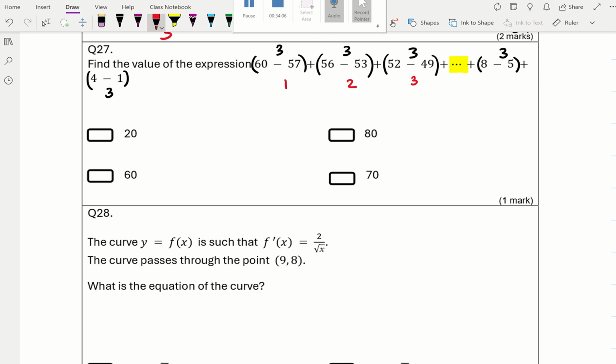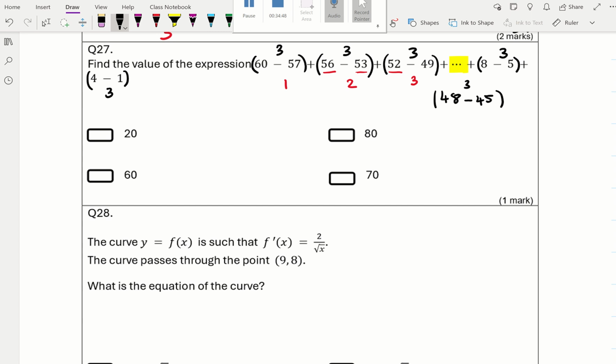So note the pattern. 60 minus 57, and then we go to 56. And then 56 minus 53, and then we go to 52. Not minus 3, but minus 53. So I'm going down in 3s. So the subtraction gives me a 3, but from 53 to 52. So I go from 49. This is 49. So the next one is going down. So it's 48. And it's minus 45, because that gives me 3.